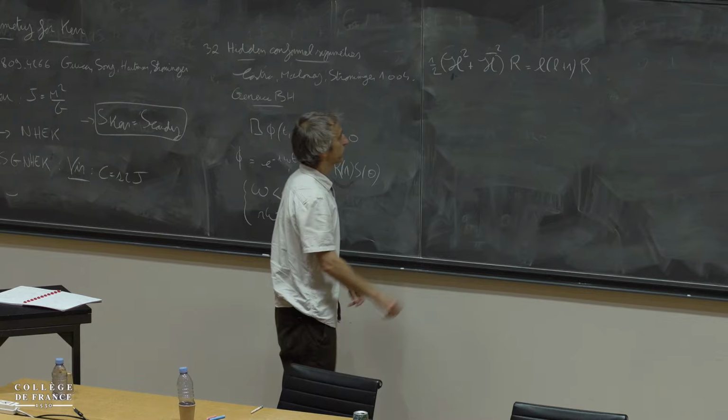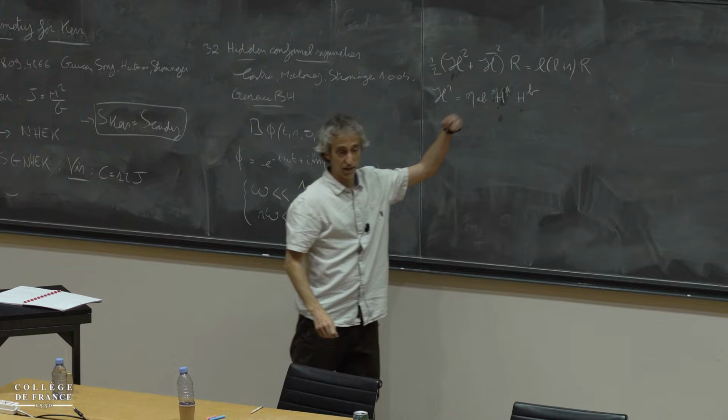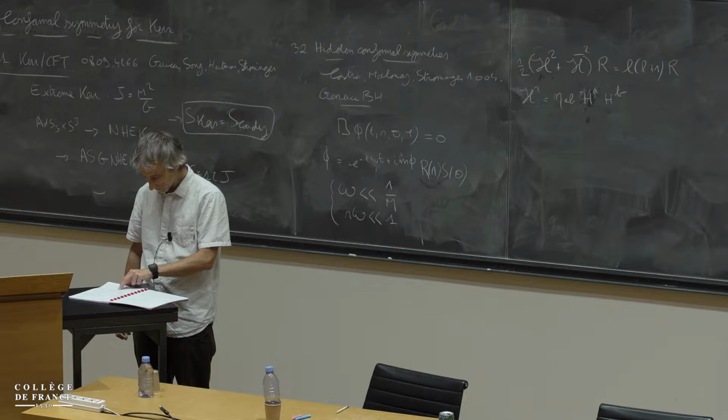So H squared is just going to be eta^{AB} H_A H_B, where H_A and H_B are vector fields satisfying the SL(2,R) algebra. Okay, and this is what the radial wave equation will collapse to in that regime. So that's the second evidence, and then we have the third evidence.